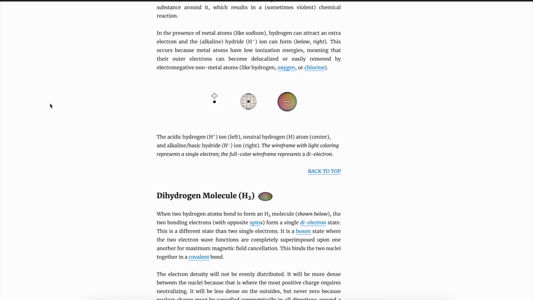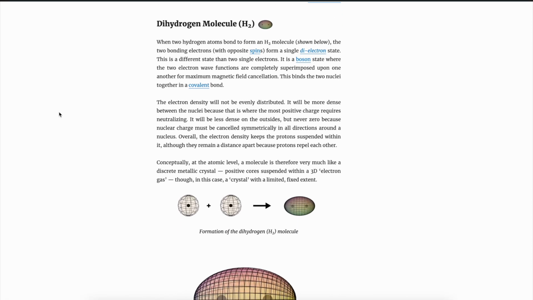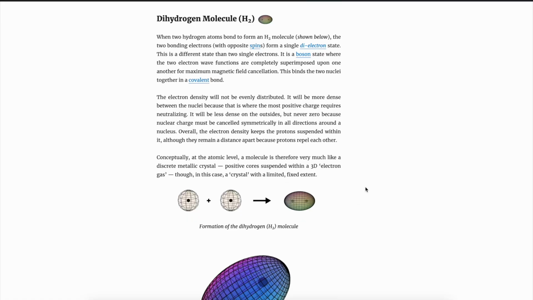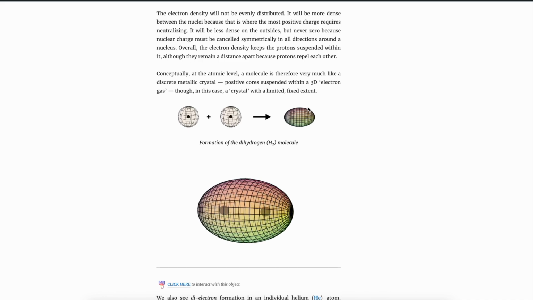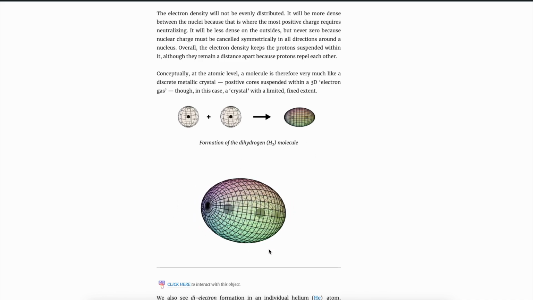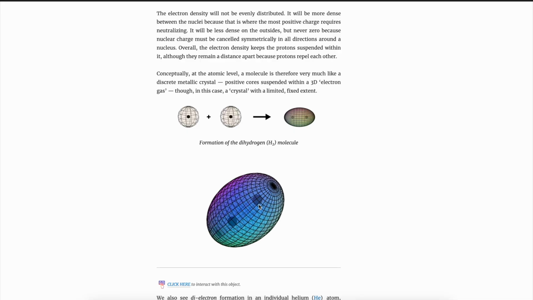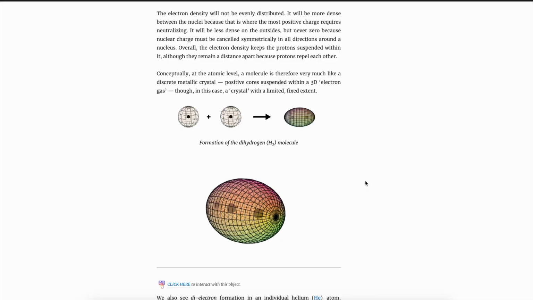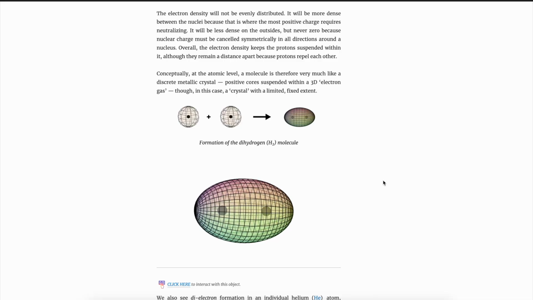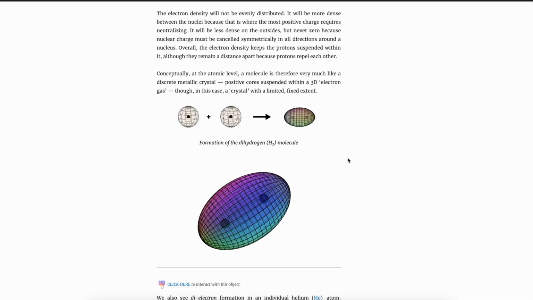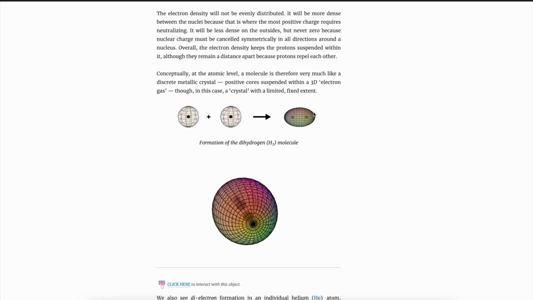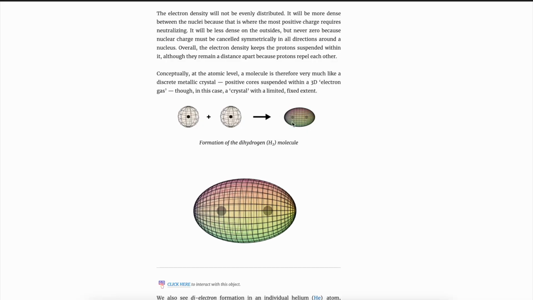Now, if we scroll down further, you'll notice that if we have two hydrogen atoms, they will very happily combine because their electrons then get to form a dielectron state, which is highly stable. So this is a picture of what the hydrogen molecule might look like, with two nuclei suspended within the dielectron's negative charge field. The two protons of the hydrogen nuclei are kept apart by their mutual repulsion because they're both positive, and they are attracted and held in place by the negative charges around them.